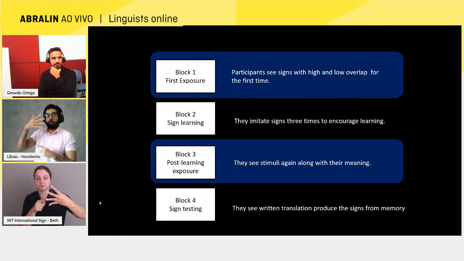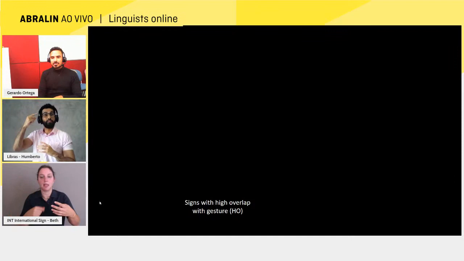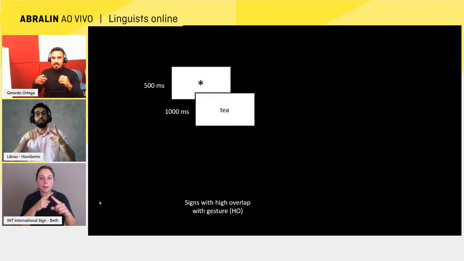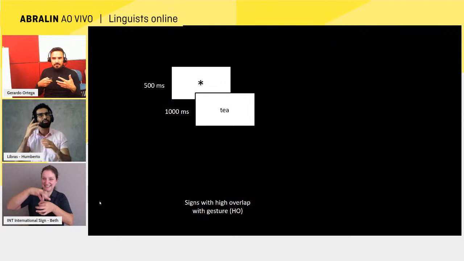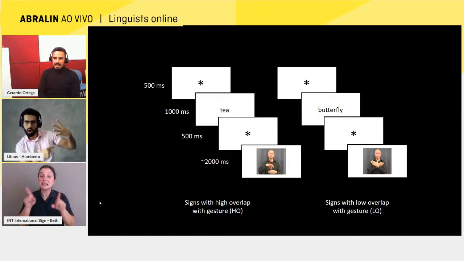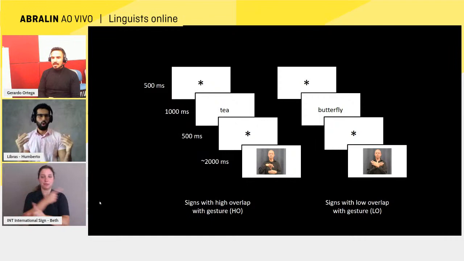And the structure of the trial looks something like this. When they saw signs with high overlap, they saw a fixation cross in the middle of the screen. Then they saw the word. And based on this word, we thought that they would start creating expectations about the form of the sign based on their gestures. They would see the fixation cross again, and then they would see the sign. The same form of the trial would be for the signs that did not have overlap with gesture. And all the signs were presented in randomized order.